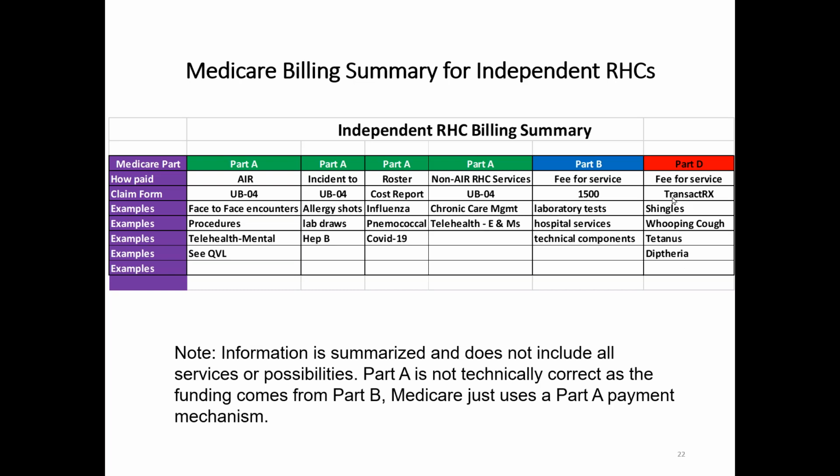So Part D, Transact RX, that is the one that everybody uses for that. So if you're providing these Part D covered vaccines, which is any vaccine besides influenza, pneumococcal, and COVID-19, and hepatitis B is covered under Medicare Part B as well. The influenza, pneumococcal, COVID-19 are paid on the cost report. Hep B is an incident to service, so you don't really get any money for that.